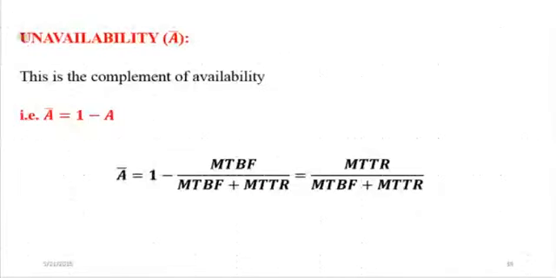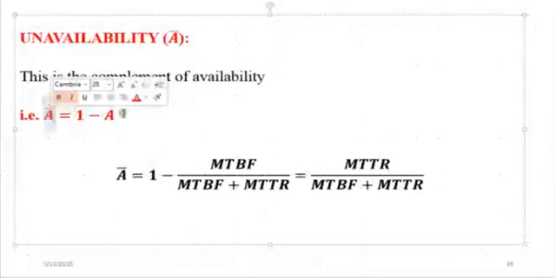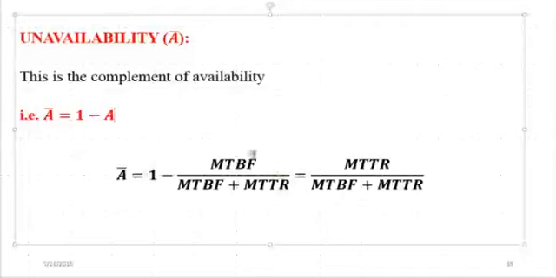The next item that has relevance to these terminologies under maintainability is called unavailability. And this unavailability is just the complement of availability, meaning unavailability A cap is 1 minus A, which is the availability. And if you take the formula for the availability, which is this, and say 1 minus that and simplify, you finally get this as your formula for unavailability.